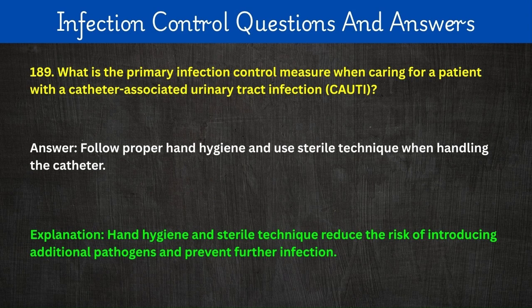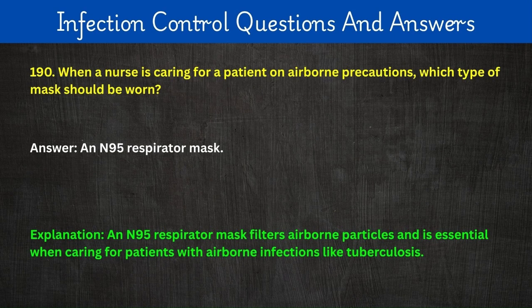Answer: follow proper hand hygiene and use sterile technique when handling the catheter. Explanation: hand hygiene and sterile technique reduce the risk of introducing additional pathogens and prevent further infection. 190. When a nurse is caring for a patient on airborne precautions, which type of mask should be worn?